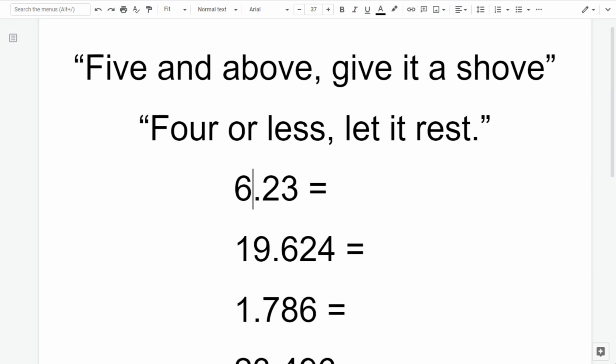So here we have a number. We have already exactly two numbers after the decimal place. That means to round to the nearest hundredth, we don't have to do anything. This is just going to be 6.23.